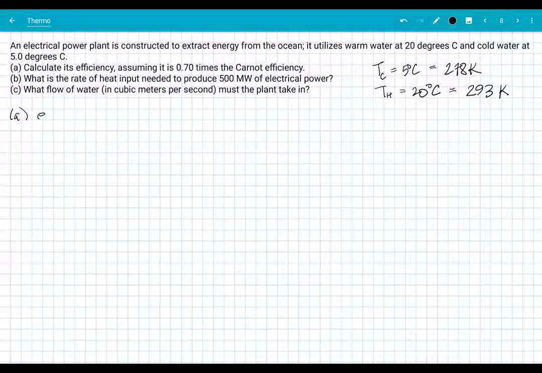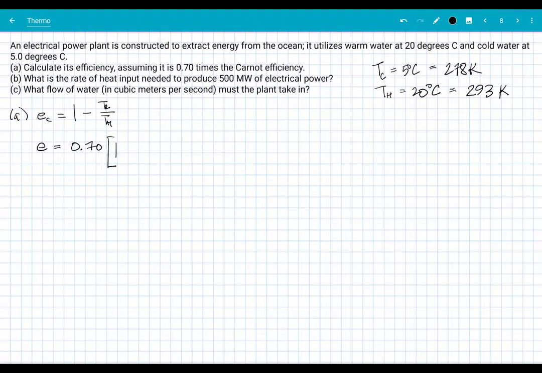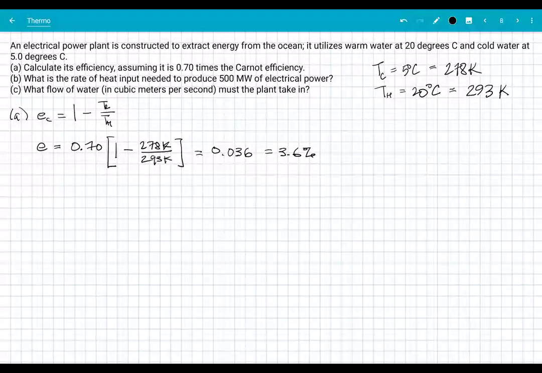So the Carnot efficiency, we can get that simply by using the equation 1 minus our cold temperature divided by our hot temperature. And we know that the efficiency that we're after is 0.7 of that, right? That'll be 1 minus our 278 kelvins over the 293 kelvins. And that gives us 0.036, which is 3.6% efficiency.